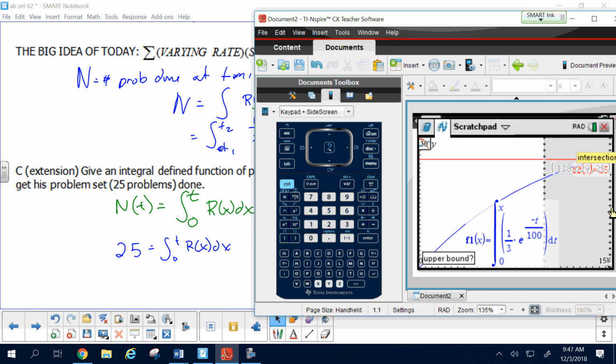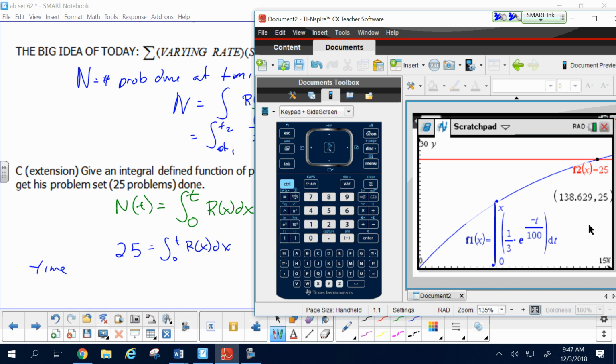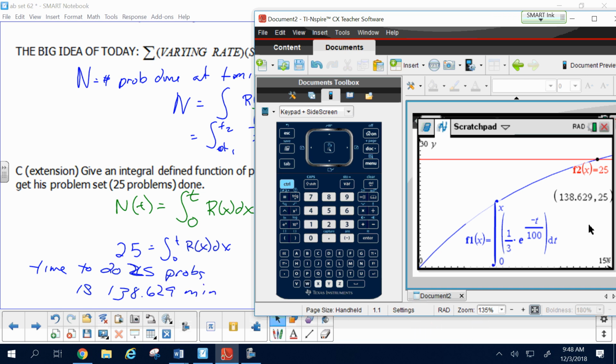Okay, so set a window, and did you get something like 138.629? Interpret your answer: the time it takes to do 25 problems is 138.629 minutes. That's painful. That's 2 hours and 18 minutes, yeah? Hopefully it doesn't take you that long.